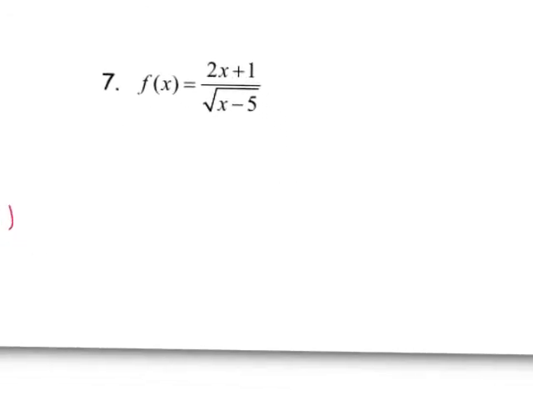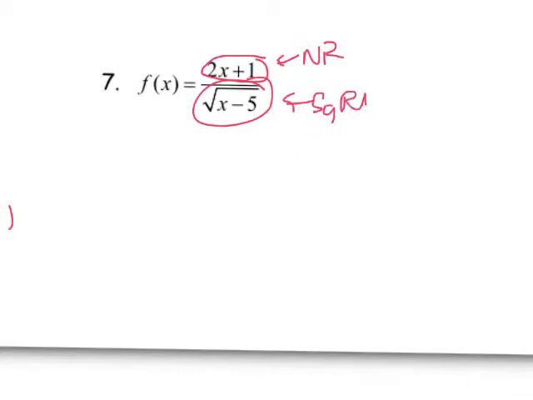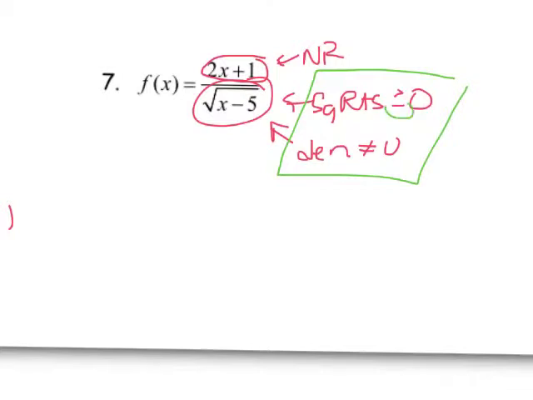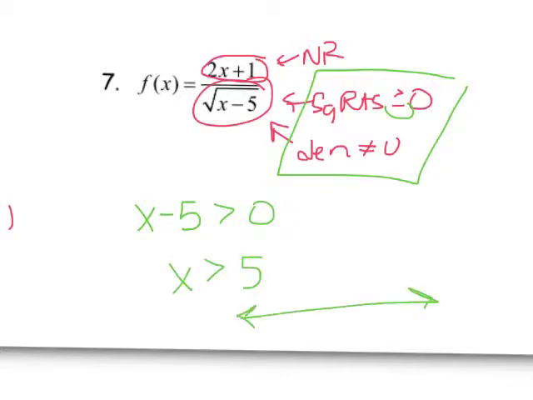Okay, lastly, number 7. So I look at number 7. 2x plus 1, that causes no restriction. Square root, we know, has to be greater than or equal to 0. But then because it's in the denominator, I say the denominator cannot equal 0. When you put these two things together, we have to take away that "or equal to." So x minus 5 must be greater than 0. So x has to be greater than 5. So that is 5 to infinity, not including 5.